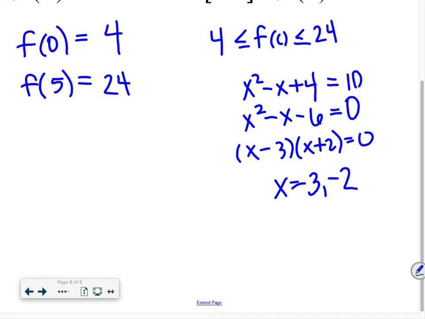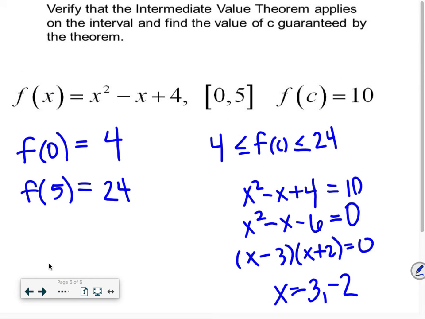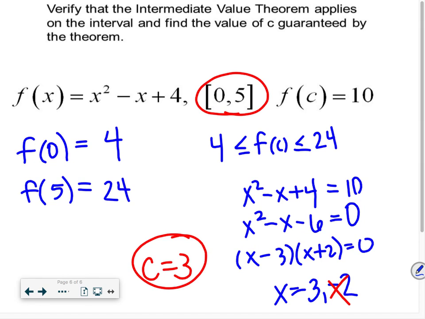Okay, so let's think of a different reason. Aaron: because negative 2 is outside of the domain. Ah, okay. Negative 2 is not in the interval that we first discussed, right? Our interval is 0 to 5, so I don't really care about negative 2. Okay, so c would equal 3. Does that make sense? Yeah.